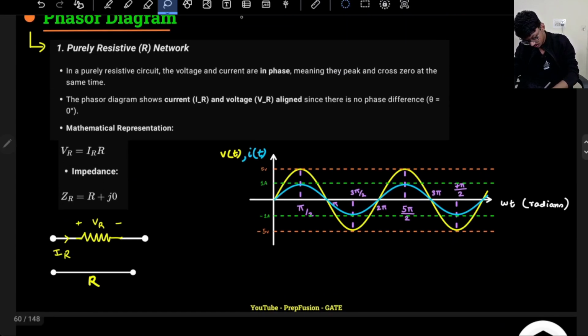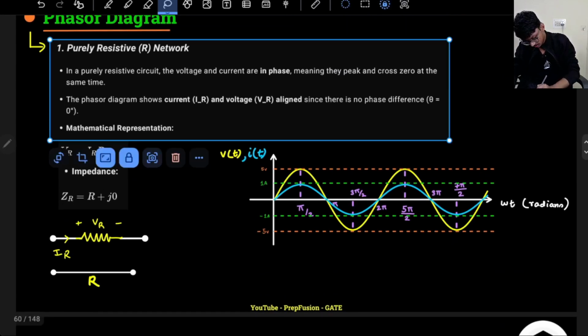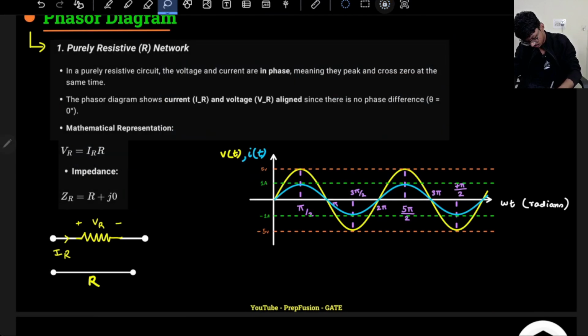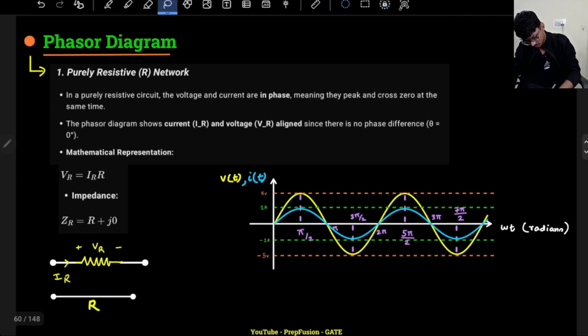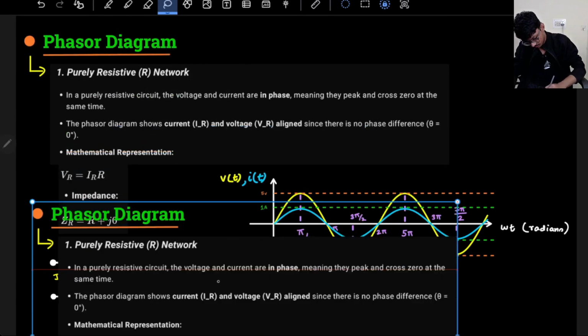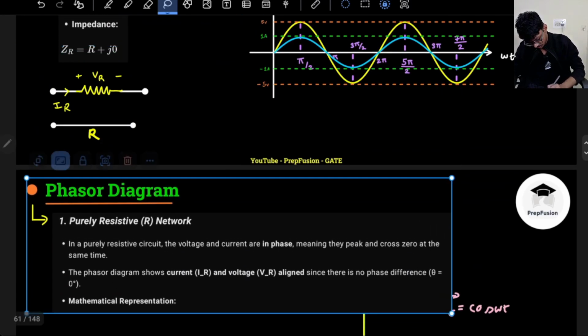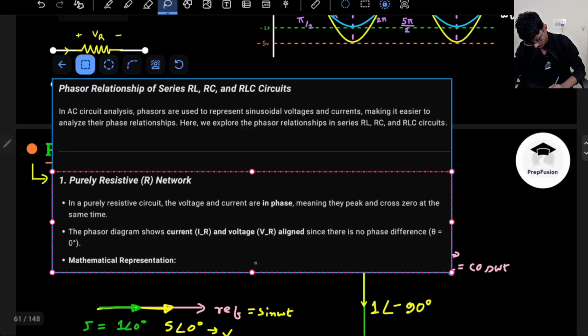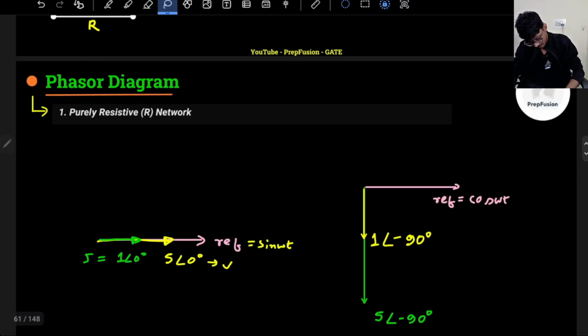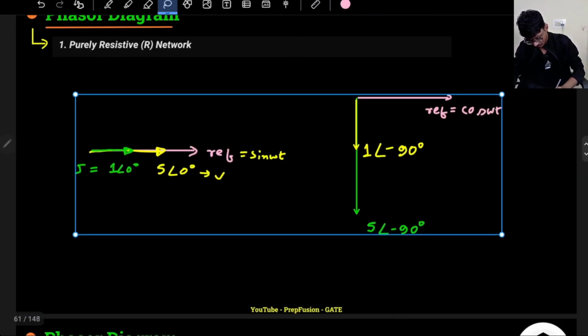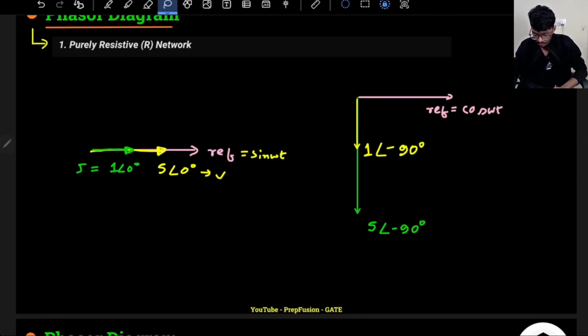Okay, so let me do one thing. If I paste this here, because the heading is important. So yeah, now it is fine. So now I hope you have understood about the purely resistive network.